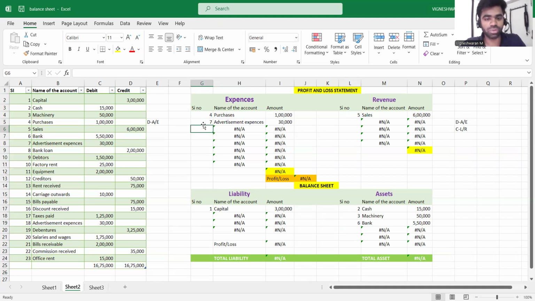Next one, bank loan. We all know a loan is a liability. It is on the credit side, so it will come in liability. Ninth one, debtors. It is showing a value of 1,50,000. It is on the debit side. If it is in debit, it should either be an asset or an expense. Debtors means someone who has to pay us money.